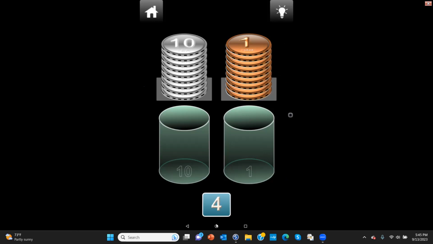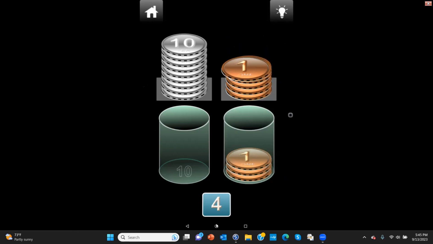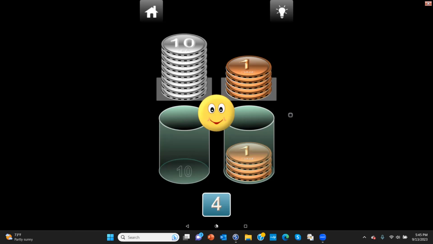Now put tens and ones into the jars, right? To equal the number 4. Yes, sir. Then 1, 2, 3, 4. Clearly there are no tens in fours. Right? Yes, sir. Excellent. Okay.